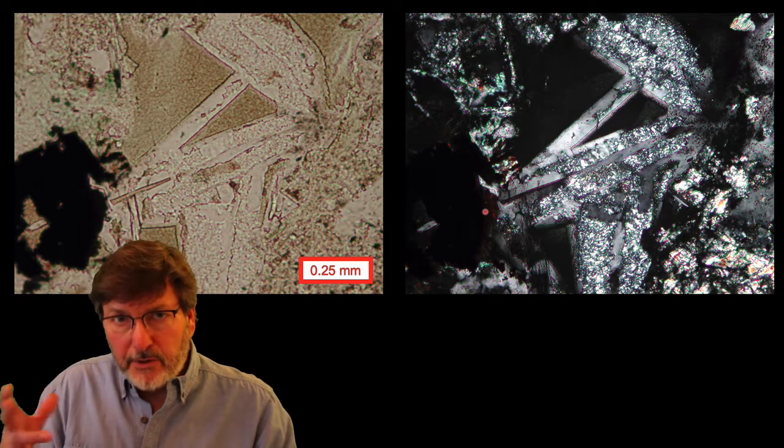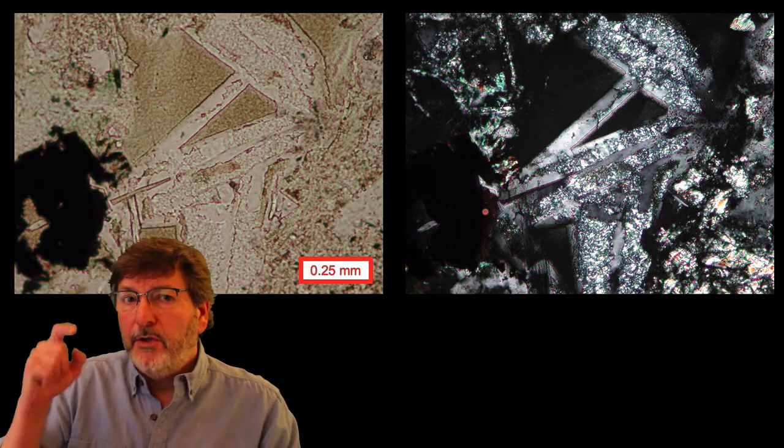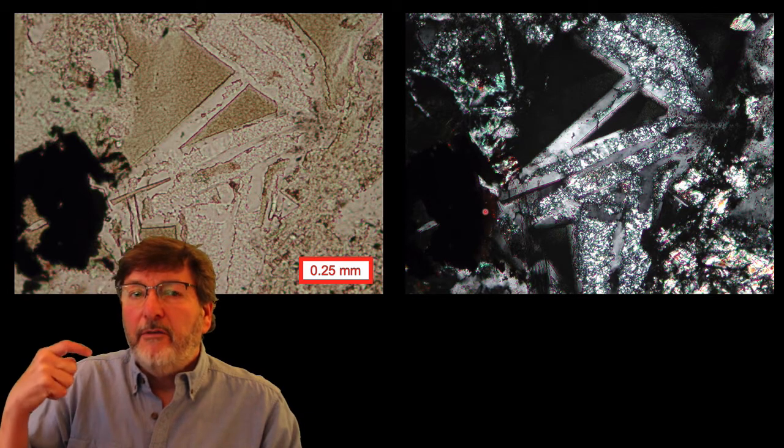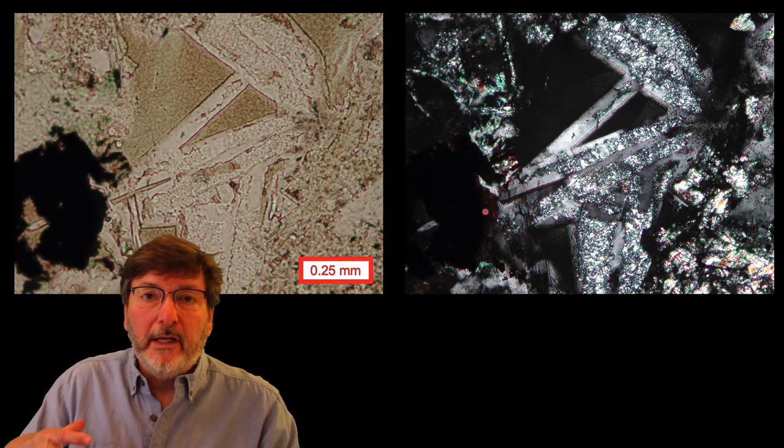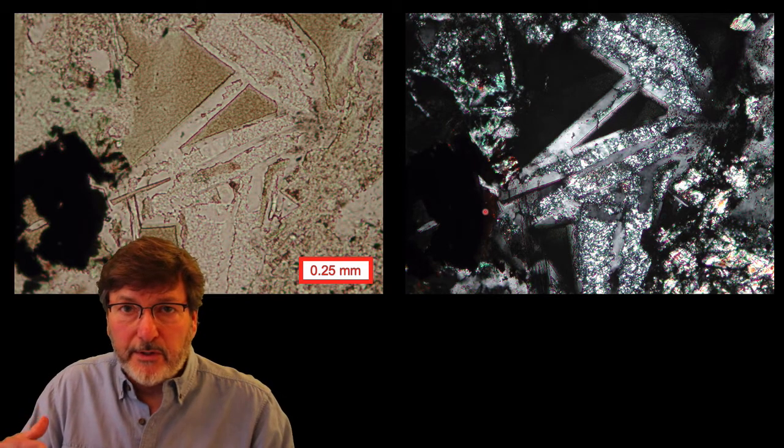So a lot of chemistry has happened here. So we've had sodium-rich water come in and replace the calcium of the plagioclase feldspar, and it started to make clay because the aluminum is so insoluble.